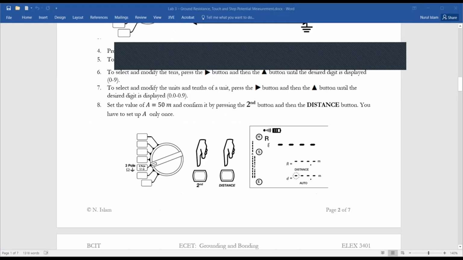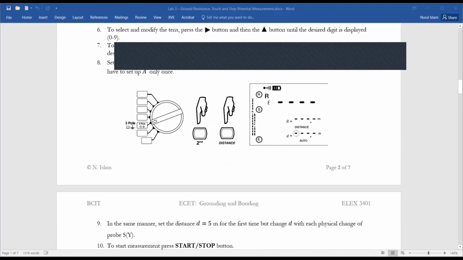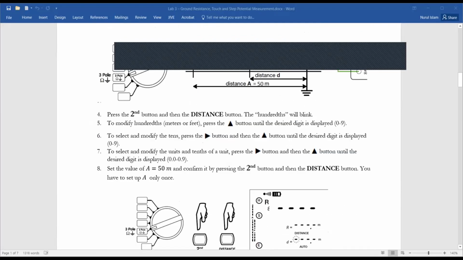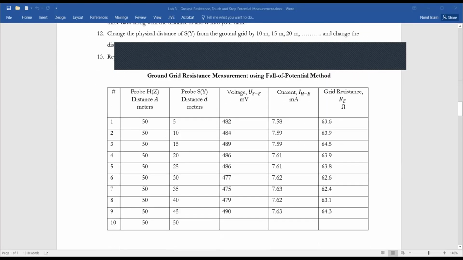Here you can see the A distance. Second button and distance button, the A distance we will put here as 50. We'll keep it constant. After that, whenever we change the position of the Y lead, we definitely have to change it in here as well: 5 meters, 10 meters, up to 50 meters. Each time we physically change the distance of this Y lead, we have to change the value of D here as well. Then we press the start button, and the meter will give the data, and that data is collected here.